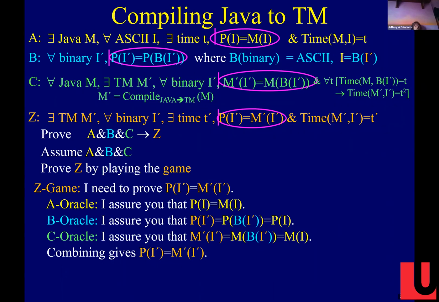Right. Okay. So if we were taking 2001, what would we spend our whole time doing? We would be spending the time proving C. We would be proving that you give me a Java program, I can convert it into a Turing machine, and they would do the same things. And I would also prove that the running time squares, right? That's C, which is what we're going to prove in 2001.